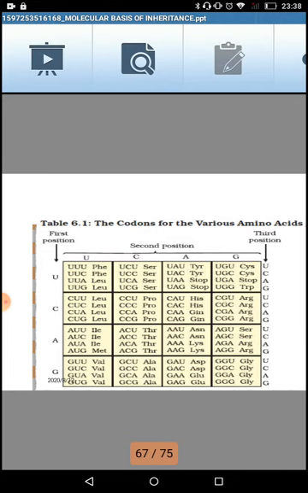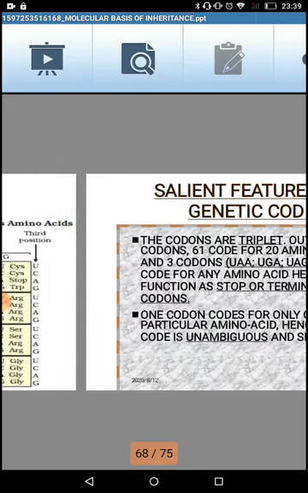3 nitrogenous bases together combine to give 1 codon, and a codon is responsible for the coding or for the synthesizing of amino acids. This is actually the genetic code. Now, what are the features which a genetic code should have, which makes it a genetic code? Let us understand that thing.